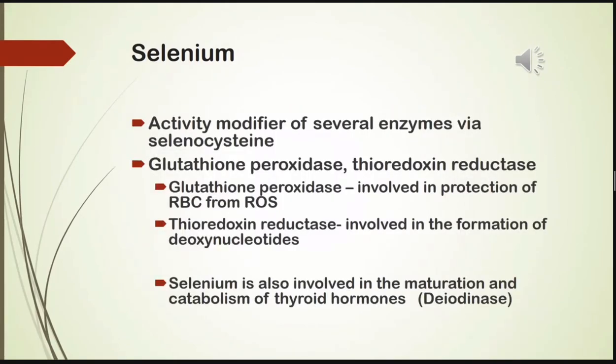Selenium in the form of selenocysteine is an activity modifier of several enzymes, examples of which are glutathione peroxidase and thioredoxin reductase. Glutathione peroxidase is involved in the protection of RBCs from reactive oxygen species, and thioredoxin reductase is involved in the formation of deoxynucleotides. Selenium is also involved in the maturation and catabolism of thyroid hormones. It is contained in the enzyme deiodinase.